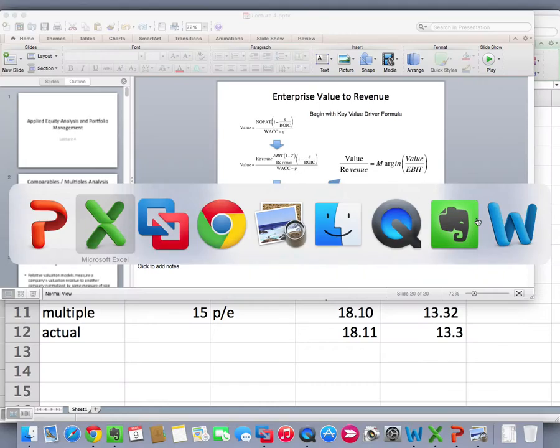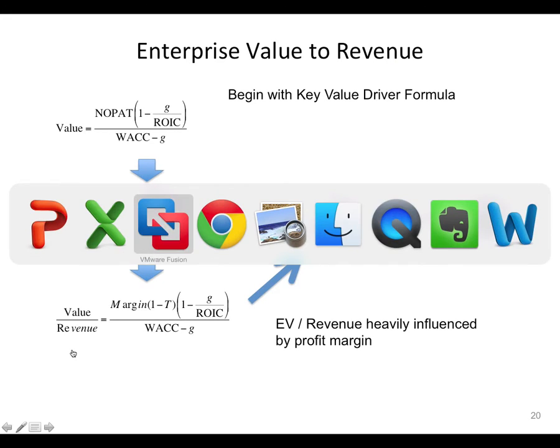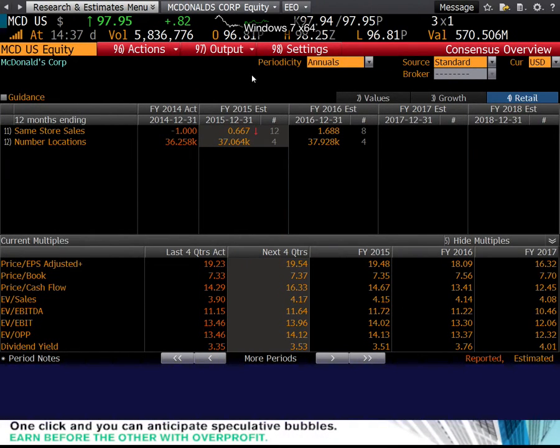So let's take McDonald's. Their EV to sales right now for Mickey D's 2016 is 4.14.